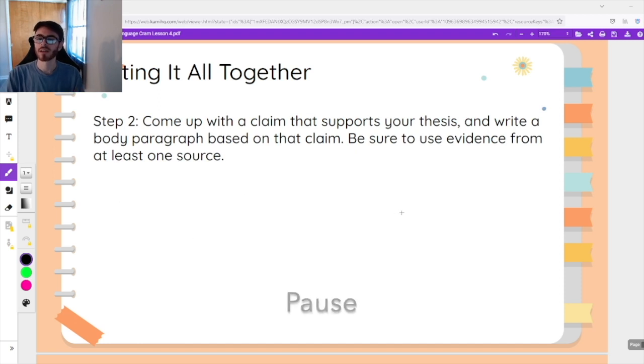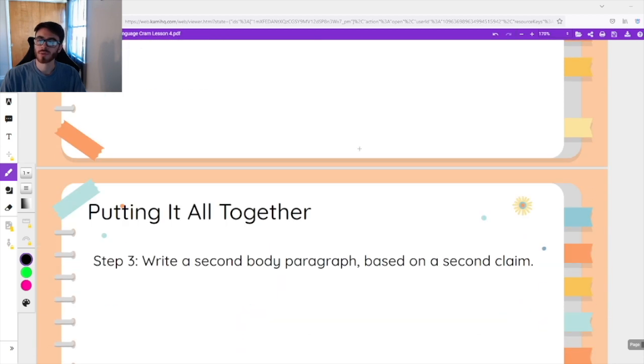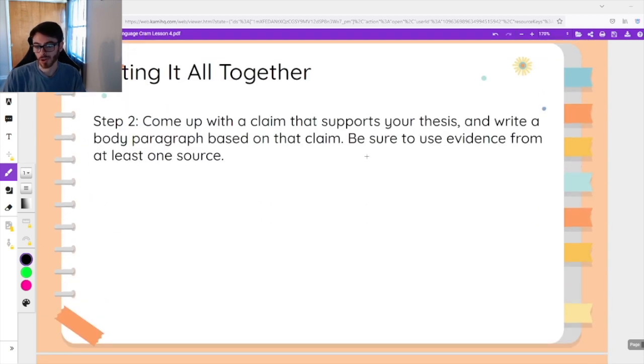So go ahead, write a body paragraph here. And when you are done, you can give this an unpause. Okay, now I am not going to show you my example body paragraph just yet. I am going to have you write your other body paragraphs first.